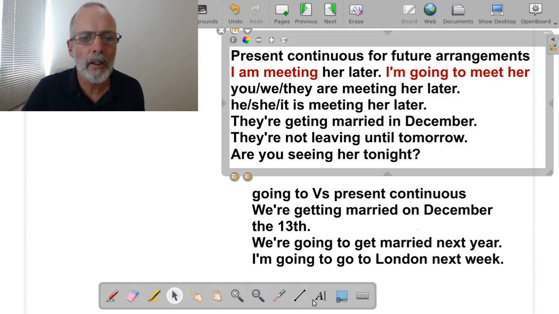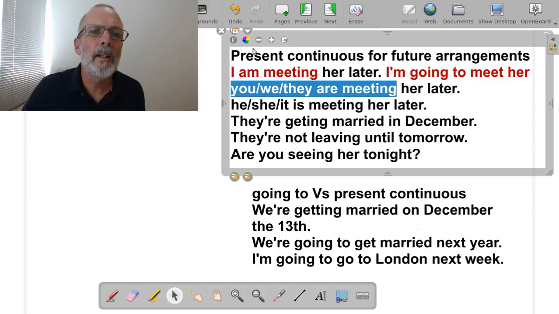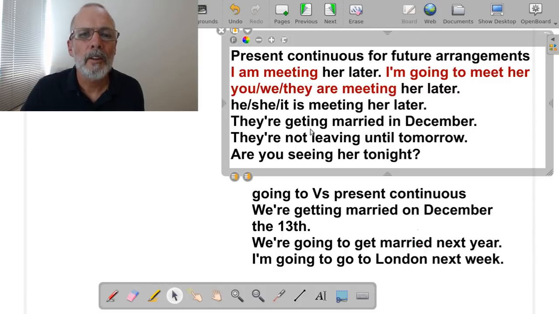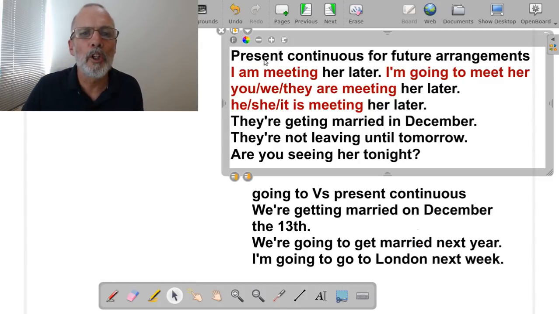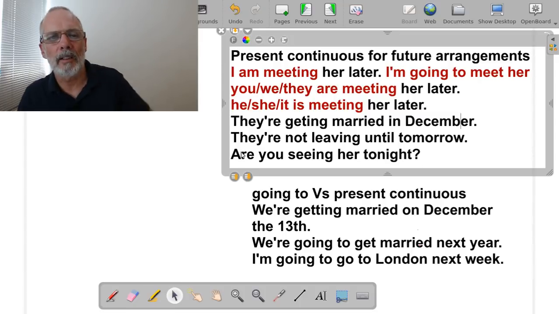And here we see also some more structures with the other subjects. You, we, they, we need to use are meeting, and if it's he, she, or it, you need to use is. It's the same present continuous that we've seen many times before. And of course here we would use the contractions. I'm meeting her later, you're meeting her later, we're meeting her later, they're meeting her later, he's meeting her later, she's meeting her later, it's meeting her later.